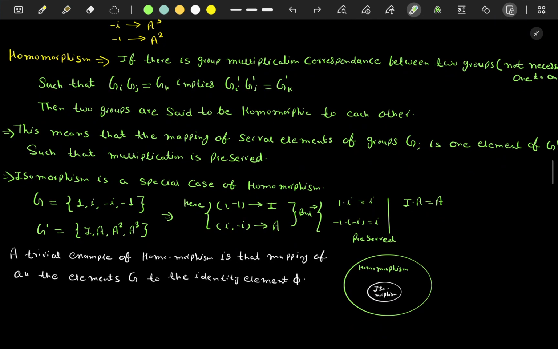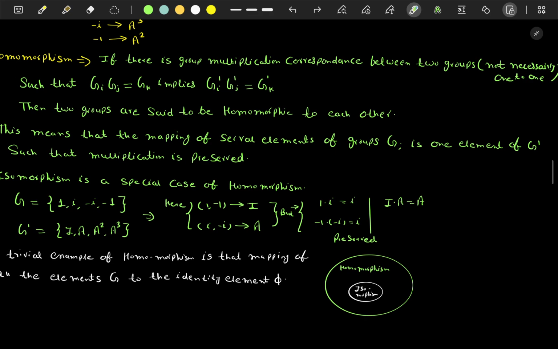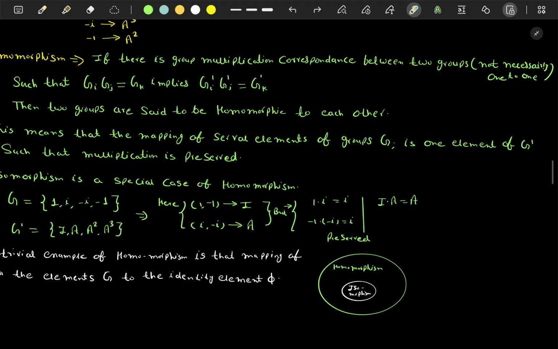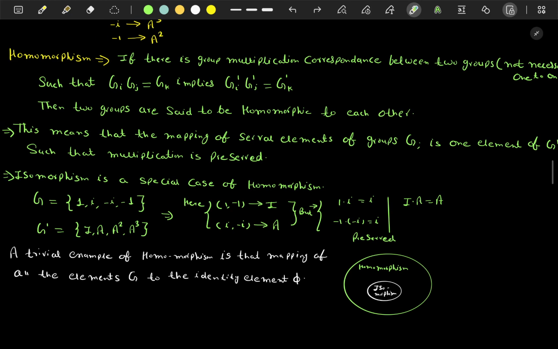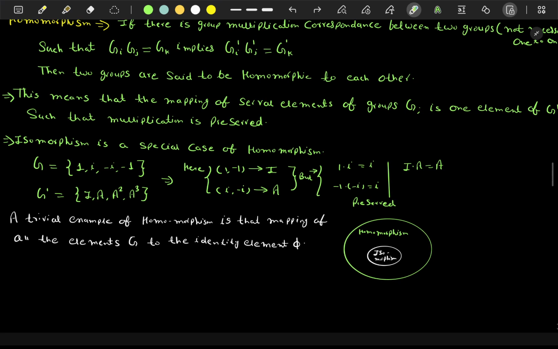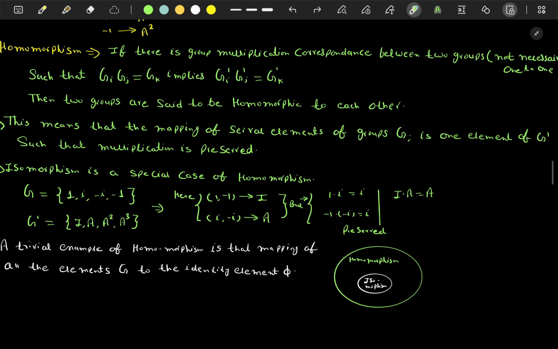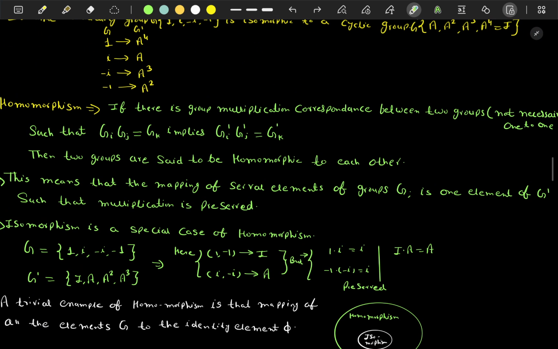Now homomorphism. If there is a group multiplication correspondence between two groups, not necessarily one-to-one, such that J equal to Gk implies equal to Gk, then the two are said to be homomorphic to each other. What does it mean? It means that the mapping of several elements of the group G is one element of G prime such that multiplication is preserved. Let's understand by example. Suppose we have these two, and we showed how it is following isomorphism.